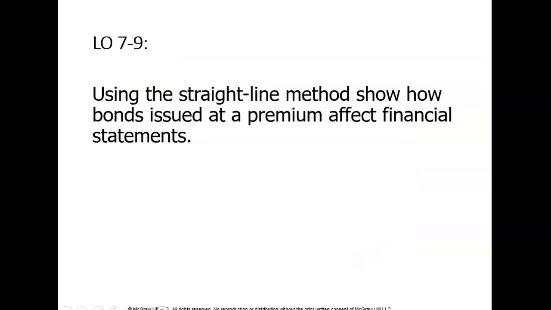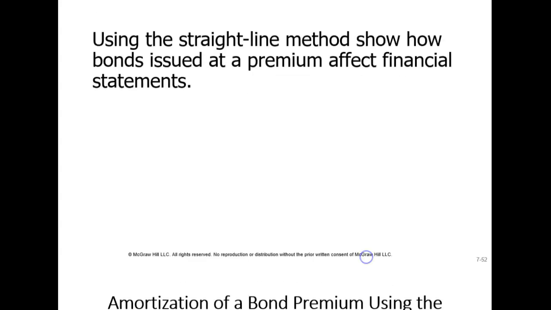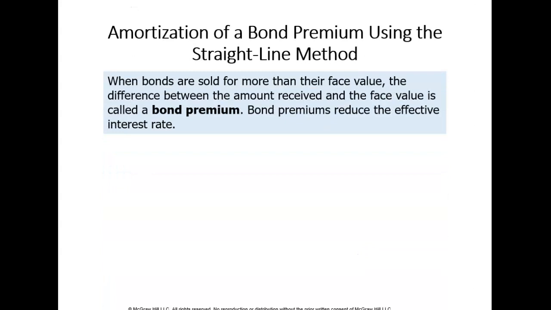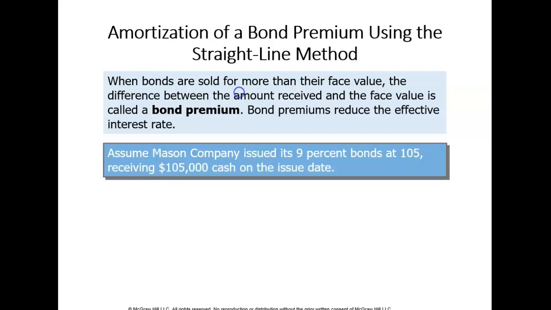Okay? So bonds can be issued at a discount. They can also be issued at what's known as a premium. So when bonds are issued at a premium, it means those bonds sold for an amount above their face value. So now you're saying, well, why would a bond sell for an amount above its face value?